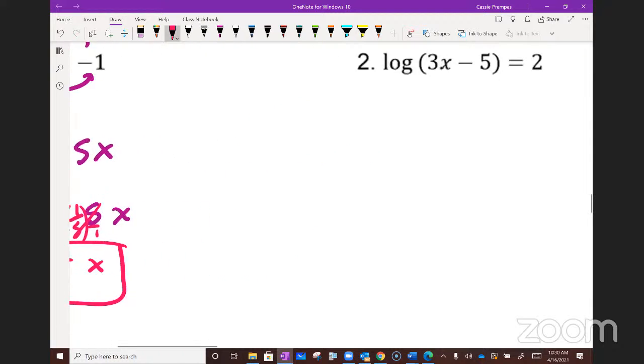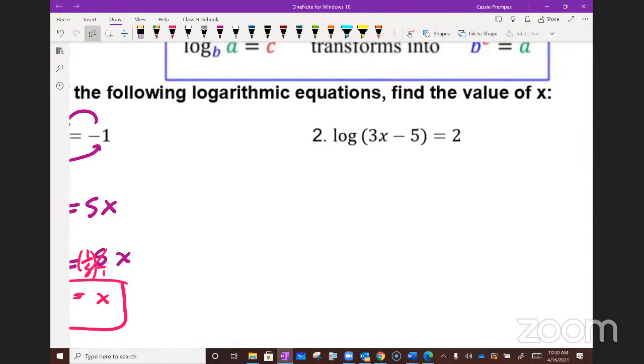All right, on to number 2. Number 2, there's no base. What's the base? 10. 10, love it. Is the log by itself? Yeah, I have log base, a number of a number. So what's the next step? What's step 2?